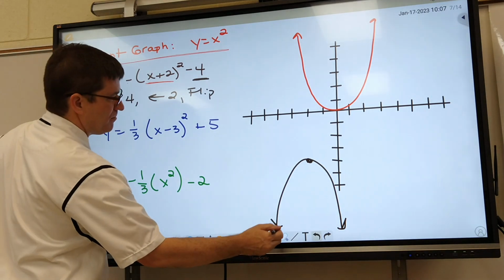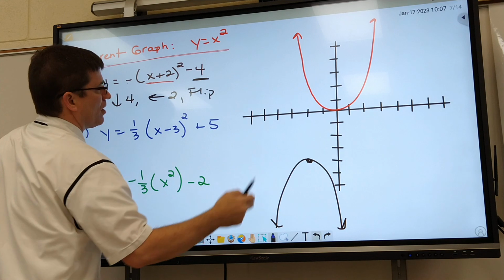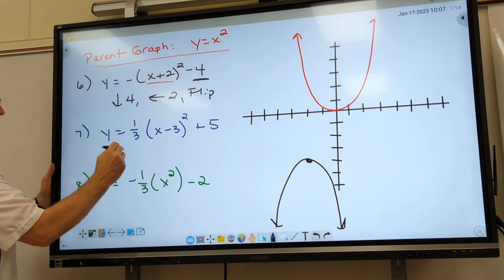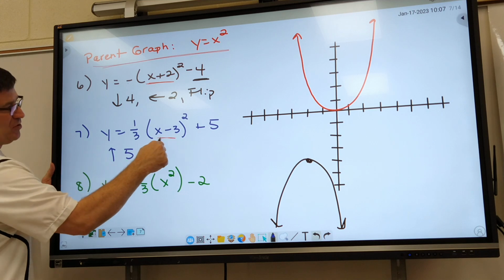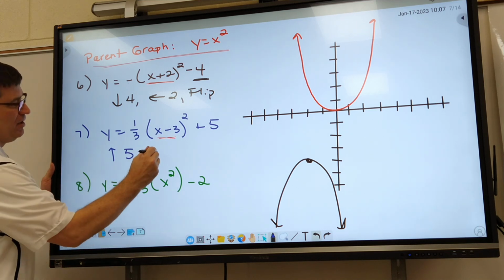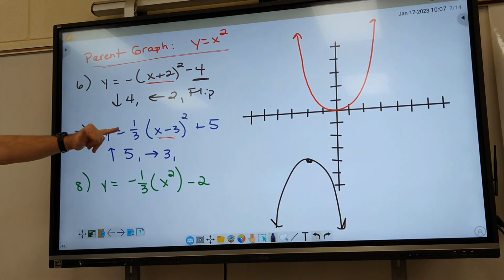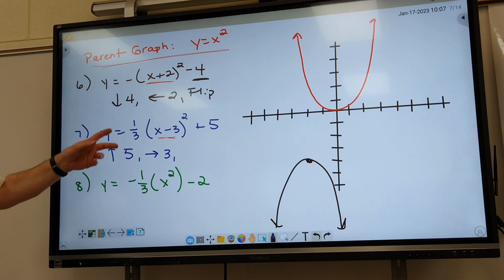All right, number 7. We always start from the back. Where's plus 5 going to move it? Up 5. Let's keep going. Where's this going to move it? Right 3. Now, do I have to flip number 7? No, because I don't see a negative sign in front, but it does have a fraction. What does a fraction do? A fraction compresses it. And when you compress it, it gets fat.